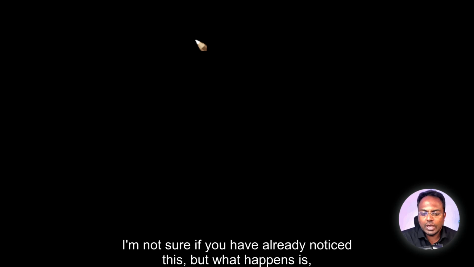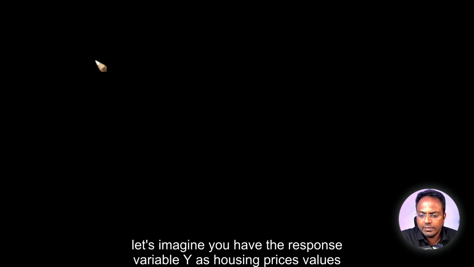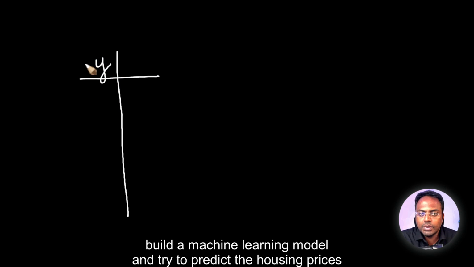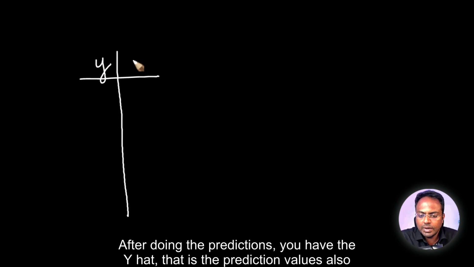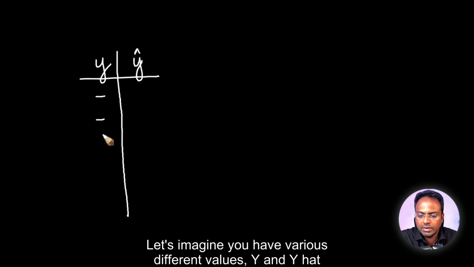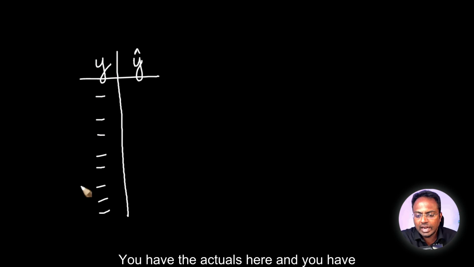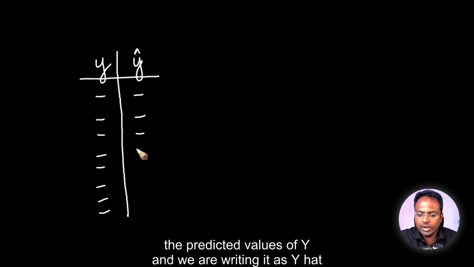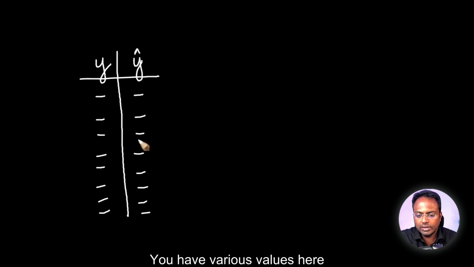I'm not sure if you have already noticed this, but let's imagine you have the response variable y as housing prices values, and you're trying to build a machine learning model to predict the housing prices. After doing the predictions, you have the y hat, the prediction values also. Let's imagine you have various different values, y and y hat. So you have the actuals here and you have the predicted values of y, and we are writing it as y hat. You have various values here.